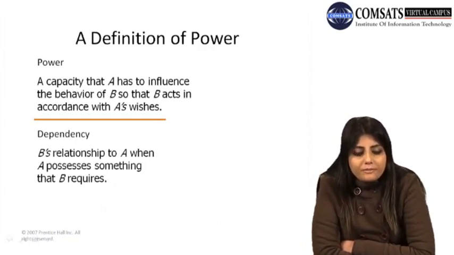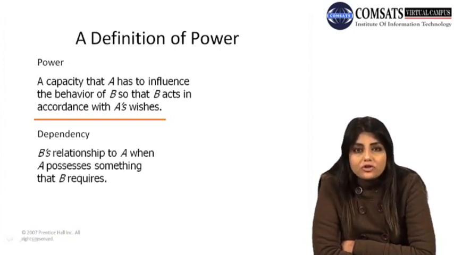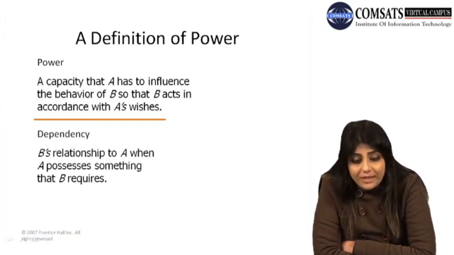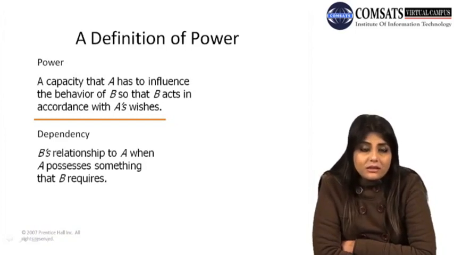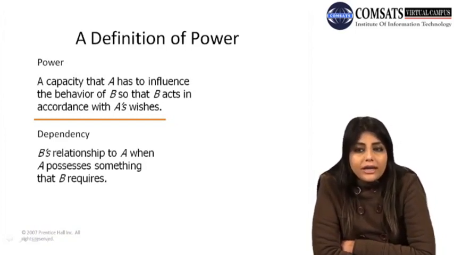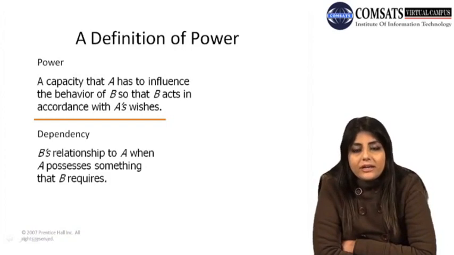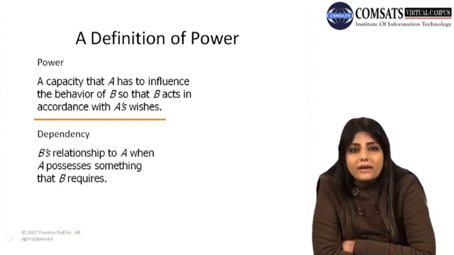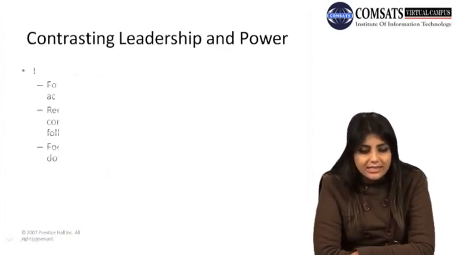A definition of power. Power is basically a capacity that A has to influence the behavior of B so that B acts in accordance with A's wishes. Right? So if A has power over B, so that B acts as A desires, that is power. And dependency is B's relationship to A when A possesses something that B requires. That is dependency, right? That is how dependent you are on the other. And what is the relationship between power and dependency? We see it in the next slide.